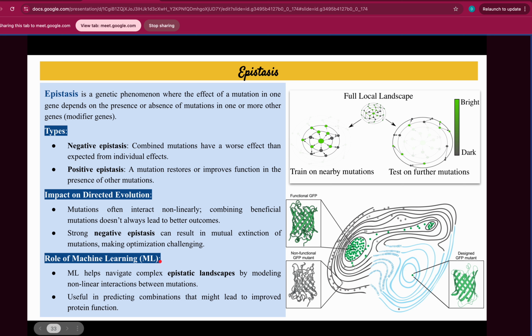And the role of machine learning. Machine learning helps you navigate the complex epistatic landscapes, because you can give the datasets and look for correlations, which mutations are correlated or always observed together. These are predictions with which you can predict whether two mutations are linked to one another, so that whenever you are designing new proteins, you can design the mutation in the other protein as well to get the desired results. So it is useful in predicting the combinations that might lead to improved protein functions.